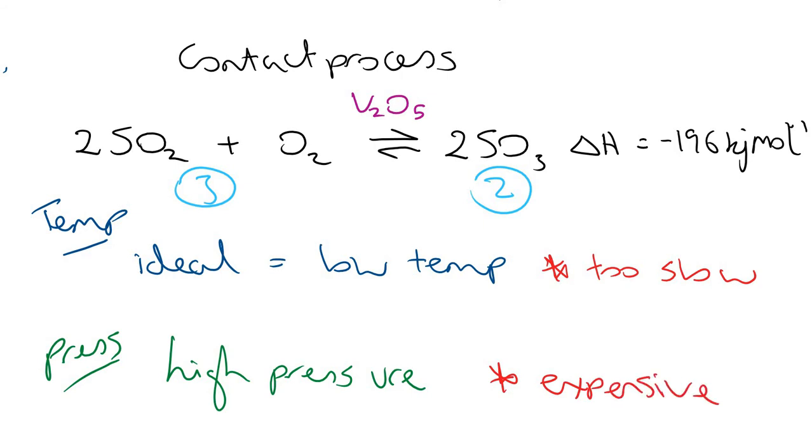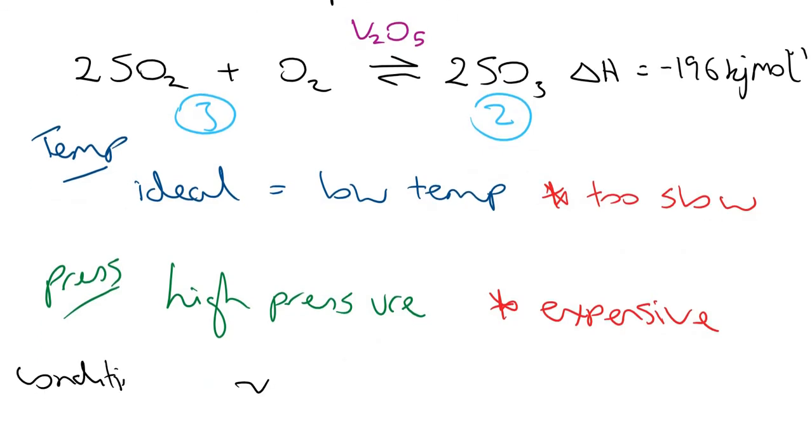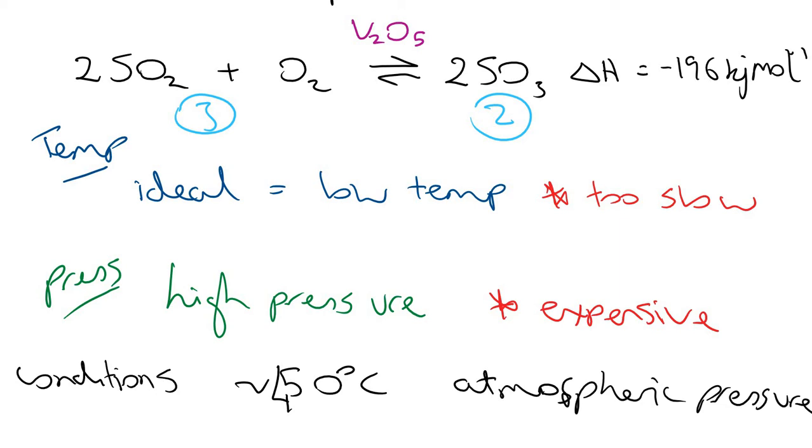As it turns out, in this equilibrium process, the conditions used are again a compromise, and it's around 450 degrees C and atmospheric pressure. So that's 1 atm. And the vanadium pentoxide catalyst.